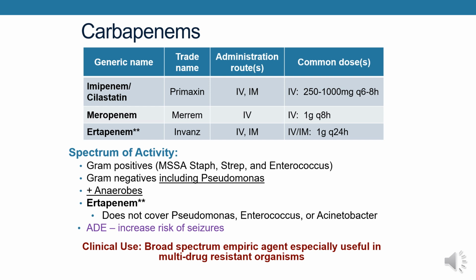Imipenem and meropenem are similar to each other in that they do cover Pseudomonas, Enterococcus, and Acinetobacter, as well as a lot of other gram-positive and gram-negative organisms. These drugs are pretty well tolerated. They do have good CNS penetration, and because of this, they have been known to cause seizures. Imipenem carries the highest risk for this. The big takeaway of this class is that it's one of the broadest spectrum antibiotics available and should really be reserved for use in patients who have multi-drug resistant organisms. Carbapenems do not cover MRSA or atypicals, so if you suspect those organisms, you'll need to cover it through a different antibiotic.